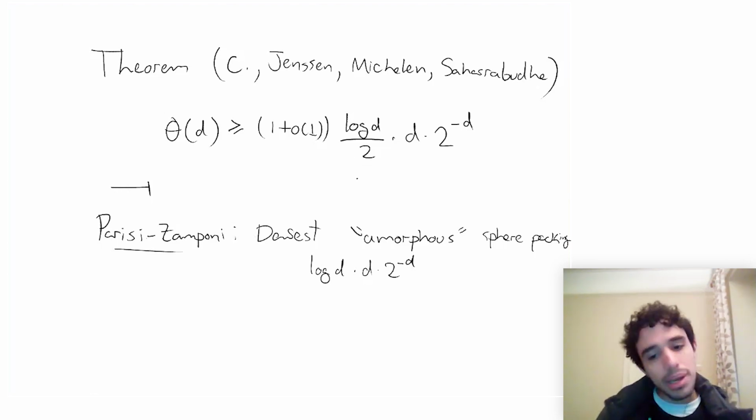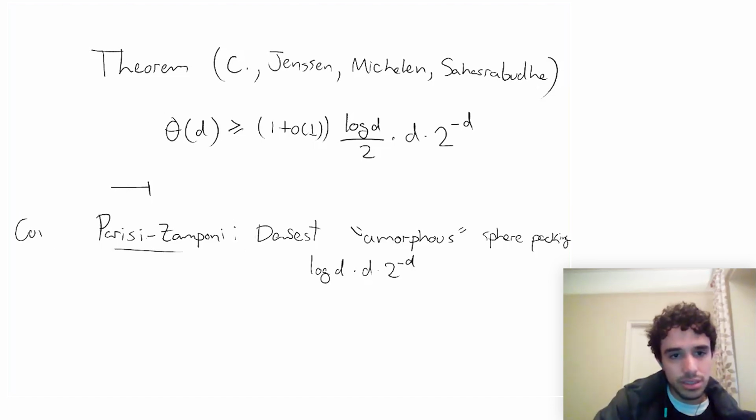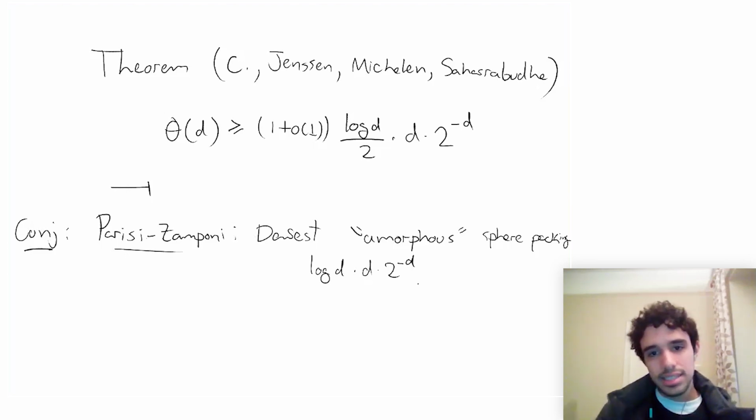Instead, it uses a very random-like packing. And it's interesting because it almost attains this conjecture by Parisi and Zamponi. It's like a prediction by them. They're physicists, and they say that the densest amorphous sphere packing should have density log d times 2 to the minus d.